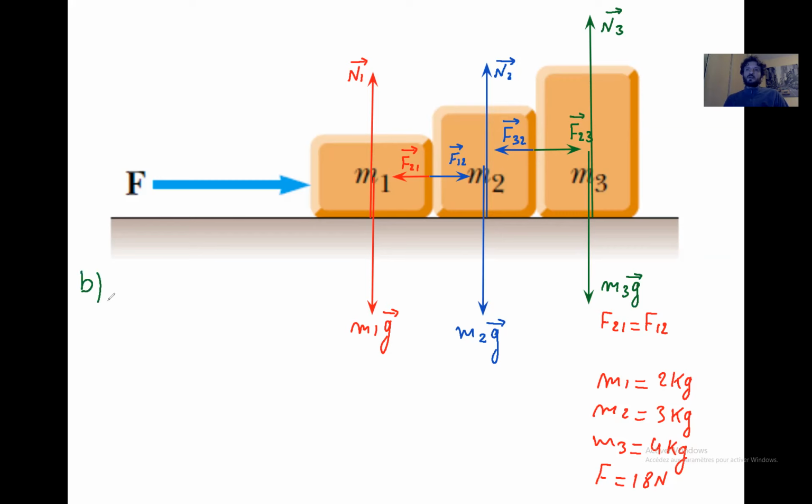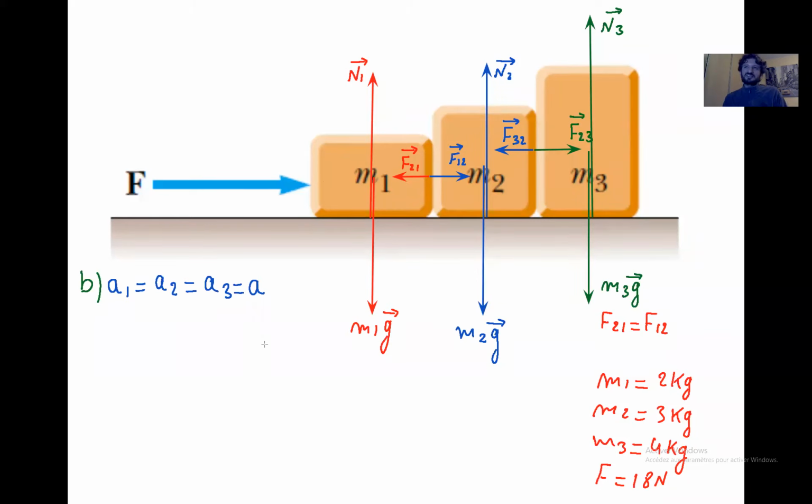B, I want to calculate the acceleration of 1, 2, and 3. You know that these objects are in contact. So if you push M1, you will get the same acceleration for 1, 2, and 3: A1 equals A2 equals A3 equals A. We said before, in order to calculate the acceleration of a system of two or three objects, if this system moves in one dimension, as in this case, you can take these objects as one system.